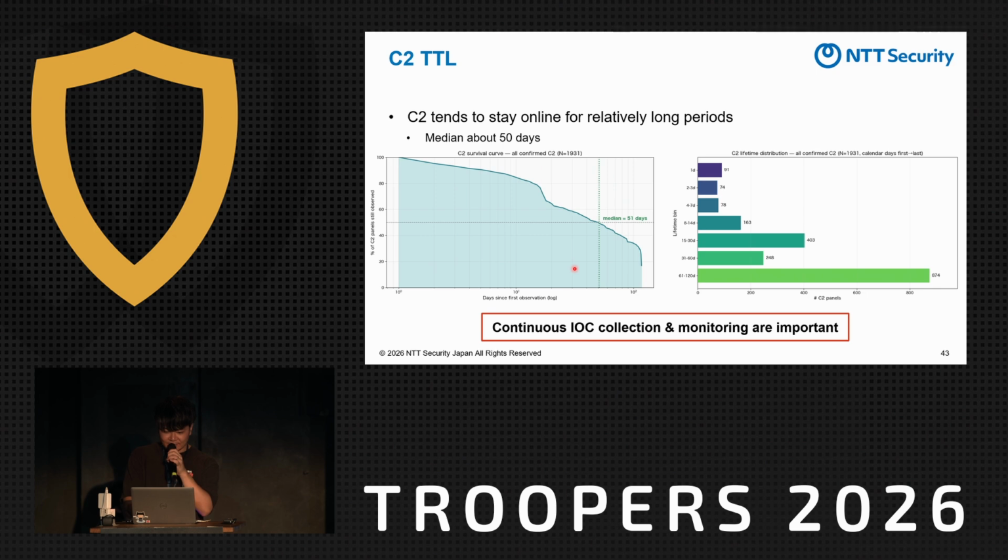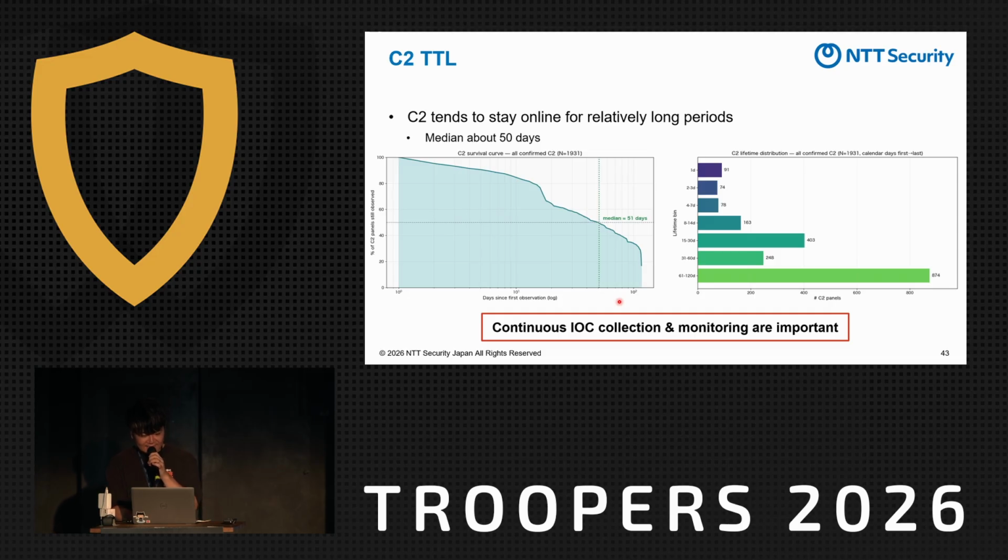The graph on the left shows the survival curve, indicating that a significant portion of C2 servers continues to exist over extended periods. And the distribution on the right shows that the largest group of C2 servers remains active for more than 60 days, highlighting a general trend towards longer lifetimes.